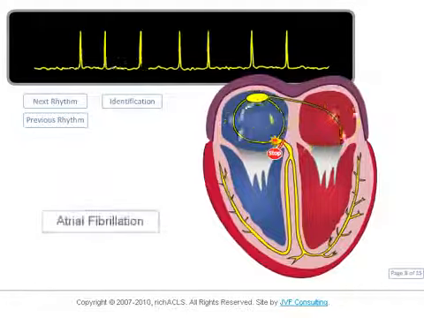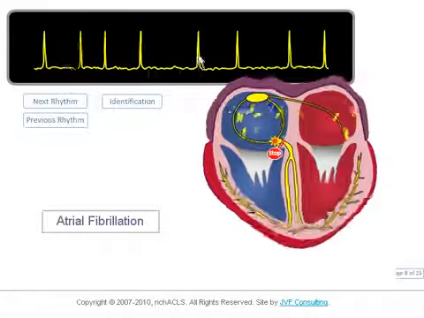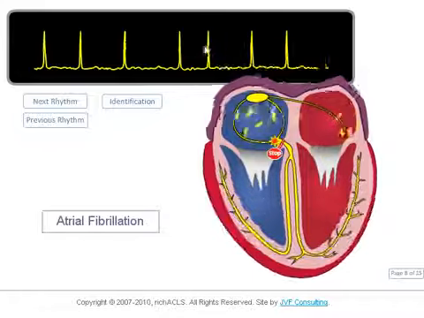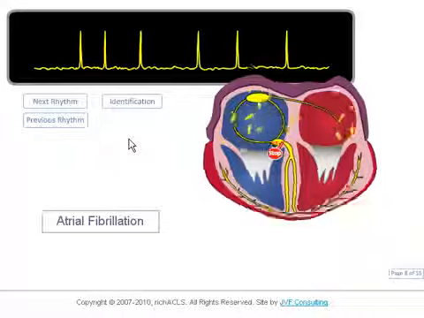In this rhythm, atrial fibrillation, we don't see P waves. The QRS is narrow and the rhythm is irregular. Actually, the most irregular rhythm there is. The rate is about 80.